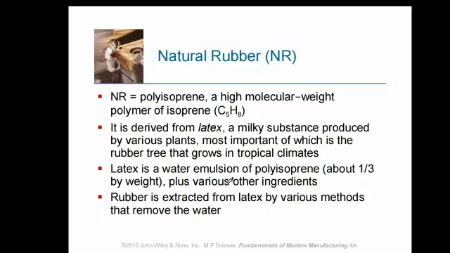And latex is a water emulsion of polyisoprene. So it's water plus polyisoprene. And then some other ingredients are also added. So latex is simply polyisoprene. And polyisoprene is a polymer made of isoprene, C5H8. And rubber is extracted from latex using various methods that remove the water.